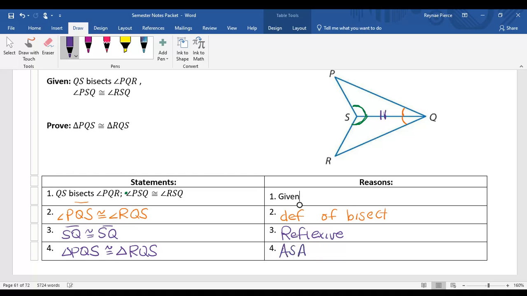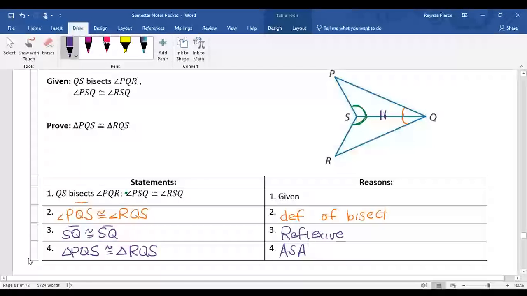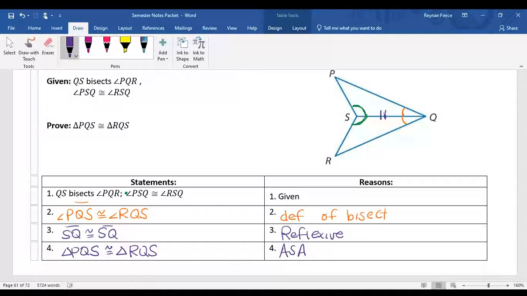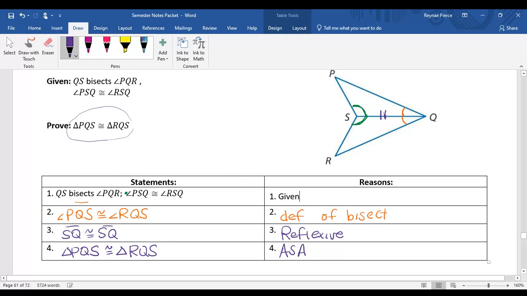Okay. Now from here, since we have those congruent triangles, this is where we could use CPCTC. And if we wanted to, or if we were asked to prove, maybe we were asked to prove PQ is congruent to RQ, or PS is congruent to RS. Okay. But if we're trying to prove something other than triangles are congruent, we have to prove those triangles congruent first, and then we can say that those parts are congruent as well.